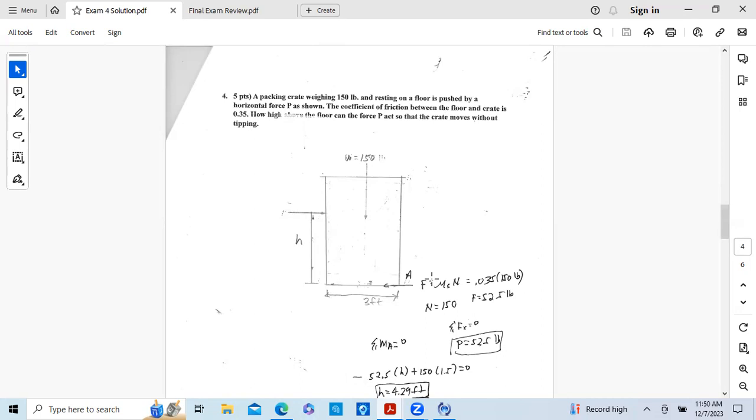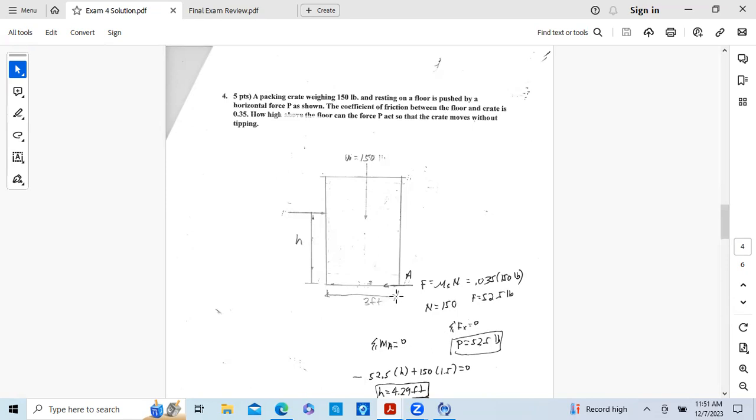Okay, the friction force is equal to the coefficient of friction, 0.035, times this 150 pounds. Okay, that's the normal force. N, wrote it here, N is 150, it's equal to the weight. So the friction force is 52.5.